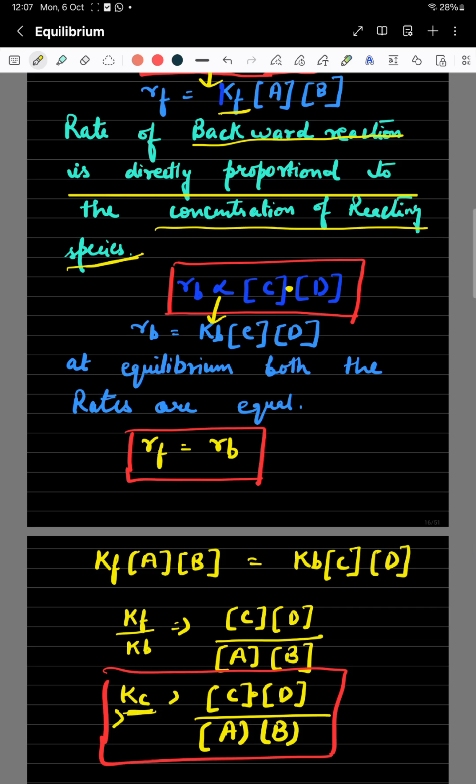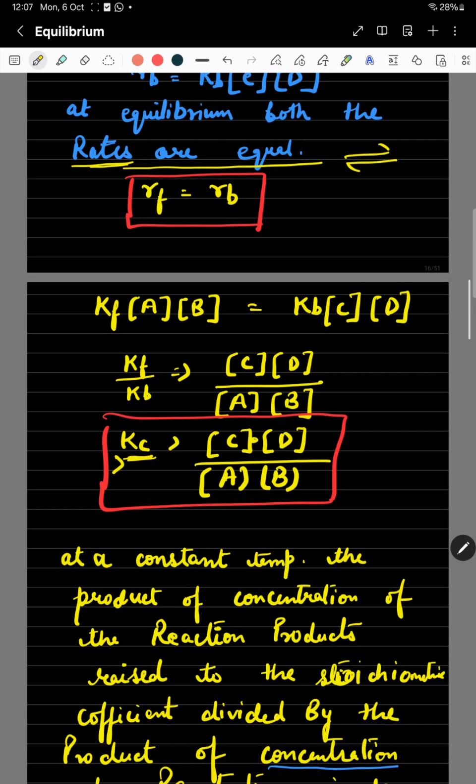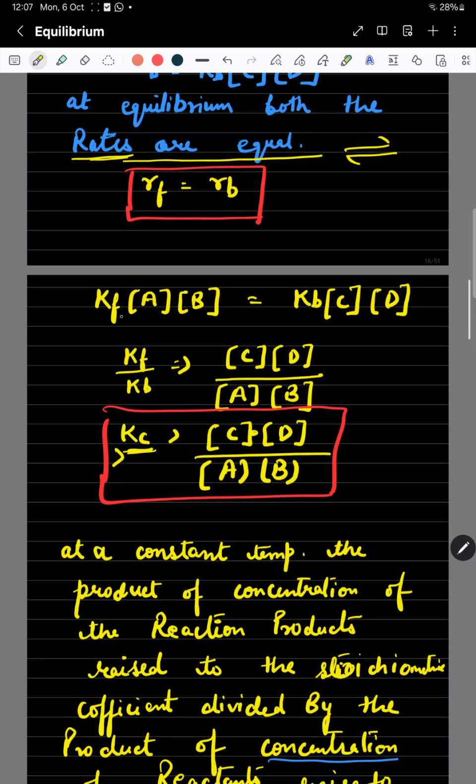At the equilibrium, both the rates are equal. At equilibrium condition, what would happen? Both the rates are equal. You can say the rate of forward reaction would be equal to the rate of backward reaction. At the equilibrium, what we are observing, we have already studied, the speed of both the reactions are equal. Rate of forward equals rate of backward. Rate of forward reaction, what can you write? Kf[A][B] equals the rate of backward reaction Kb[C][D].